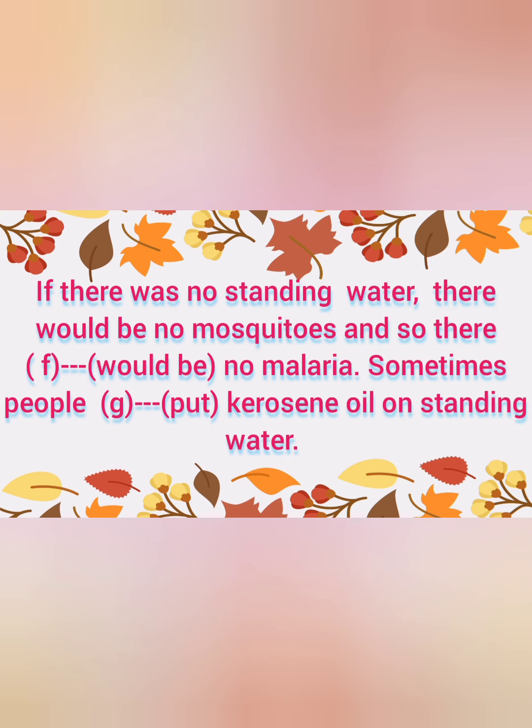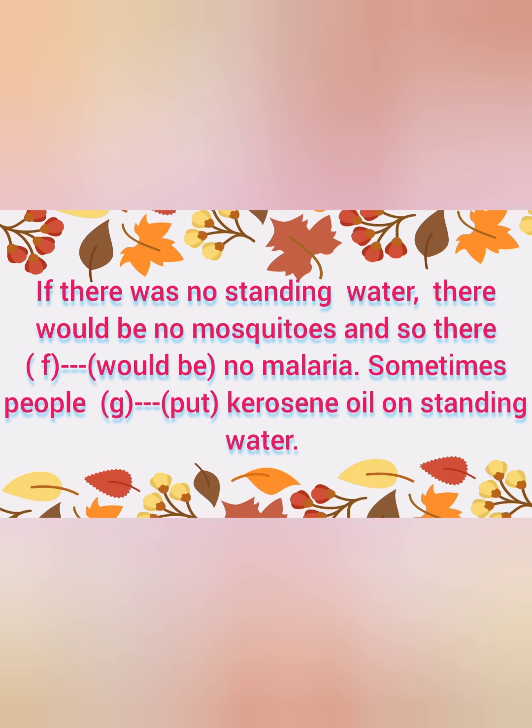If there was no standing water, there would be no mosquitoes and so there would be no malaria. Sometimes people put kerosene well on standing water. Here the first sentence is a conditional sentence. This is the second condition. Second condition is, if the first clause is in past form, then the second clause will be future. That means would plus V1. Here the verb is a to be verb, that's why F number answer is would be.